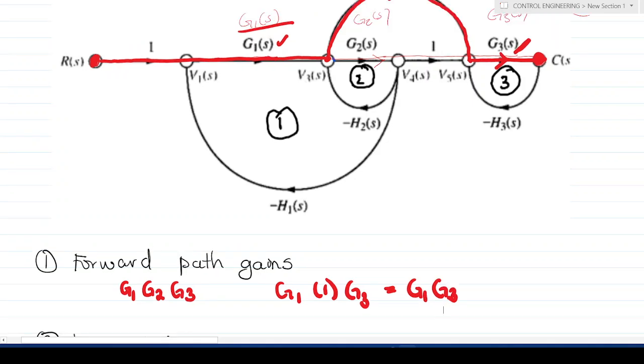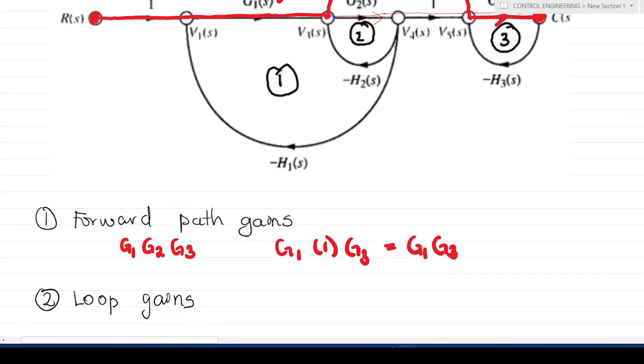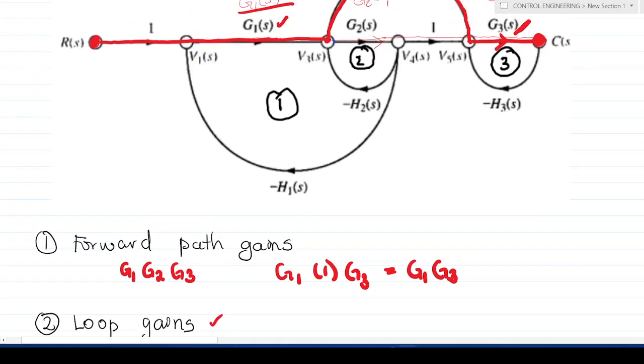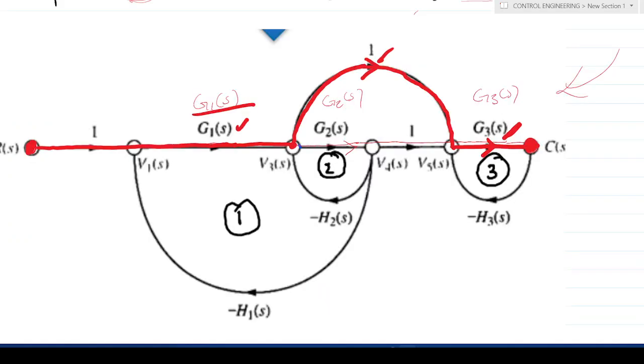Now next, we need to identify our loop gains. So loop gain is the product of branch gains found by traversing a path that starts at a node and ends at the same node. So let me show you that now. Coming back to our signal flow graph over here, let me take off all of this so that we can concentrate on our loop gain now.